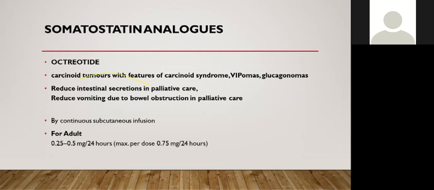Another word about octreotide or the somatostatin analogs. Initially, octreotide has been licensed for carcinoid tumors with features of carcinoid syndrome, VIPomas and glucagonomas. It's also been used in conditions where there's increased intestinal secretions in palliative care. So octreotide is used to reduce intestinal secretions and reduce the vomiting due to bowel obstruction in palliative care. And how do we give that? We can give it, again, by syringe driver, continuous subcutaneous infusion. For bowel obstruction, trials have been done.